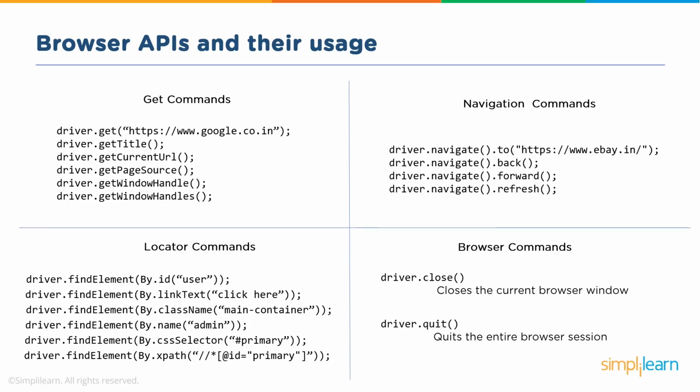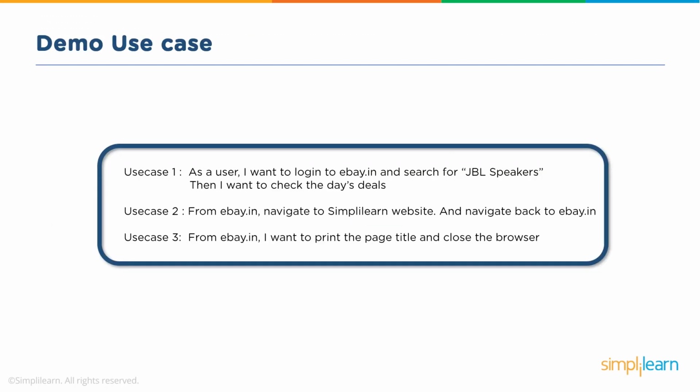So what is the test case we are going to write today? This is my use case today. Use case 1: as a user, I want to log into the eBay application, search for JBL speakers, and then check today's deal. There is something called the day's deal. We will go and click on that and see what deals are available.